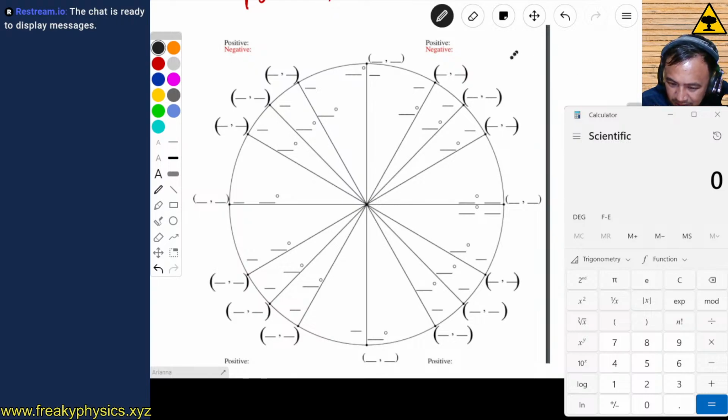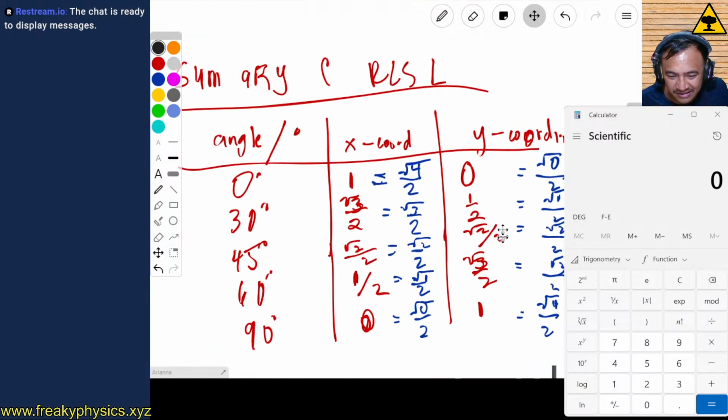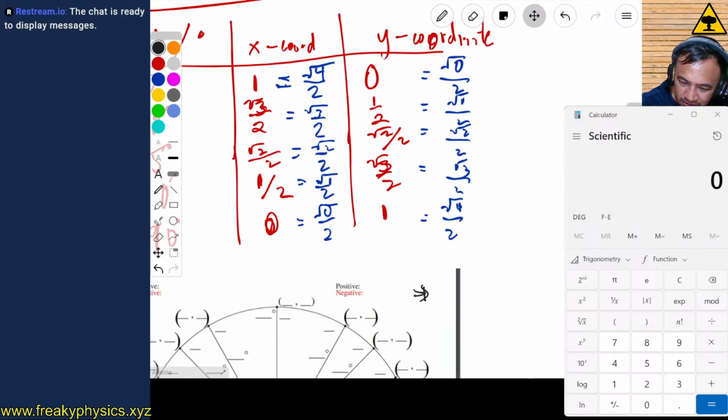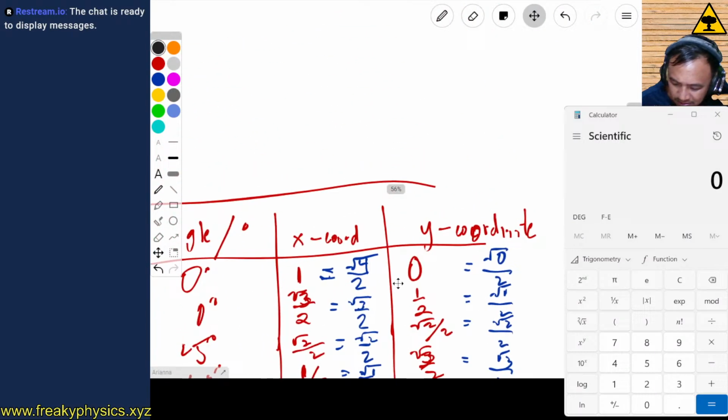Also, one more thing, what is the one thing that we've seen here? The x coordinate is the cosine, and the y coordinate is the sine. So let's put that here: cosine of the angle.